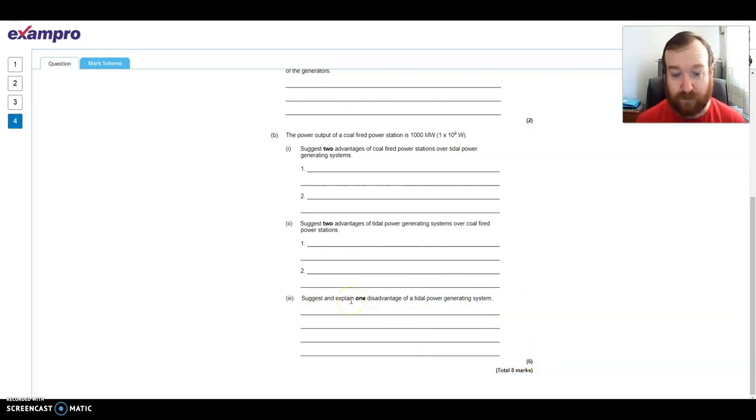So you need to come up with one clear disadvantage. I don't think this should be a 6-mark question. This is not a great question, but there we go. One clear disadvantage of that tidal generating system. Okay, explained with detail. This is a longer written answer.